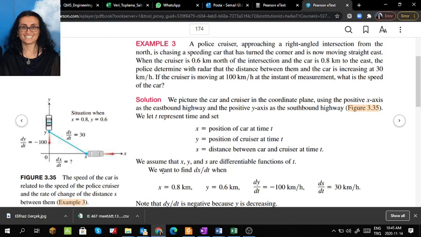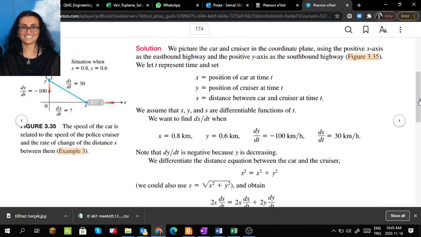So x shows the position of the car at time t, y shows the position of the cruiser at time t, and s is the distance between these two cars at time t. These x, y, and s all depend on time t. Of course we assume that x, y, and s are differentiable functions of t, and we are interested in dx/dt because that's what they are asking. What's the speed of the speeding car? That's the same as dx/dt.